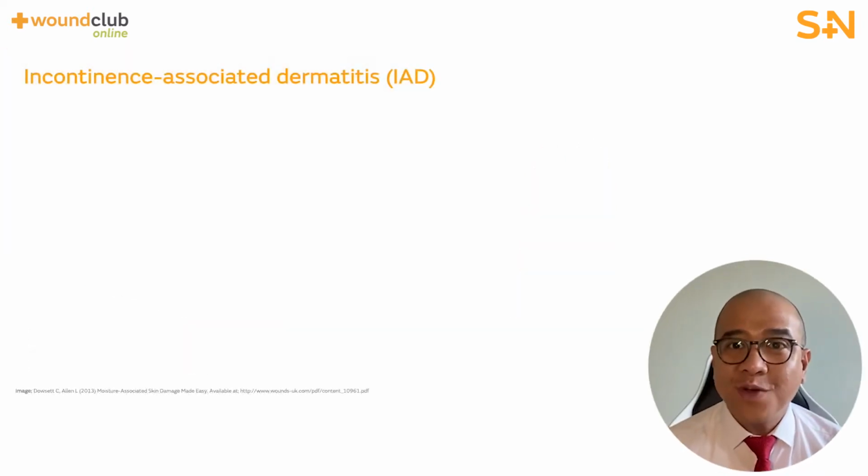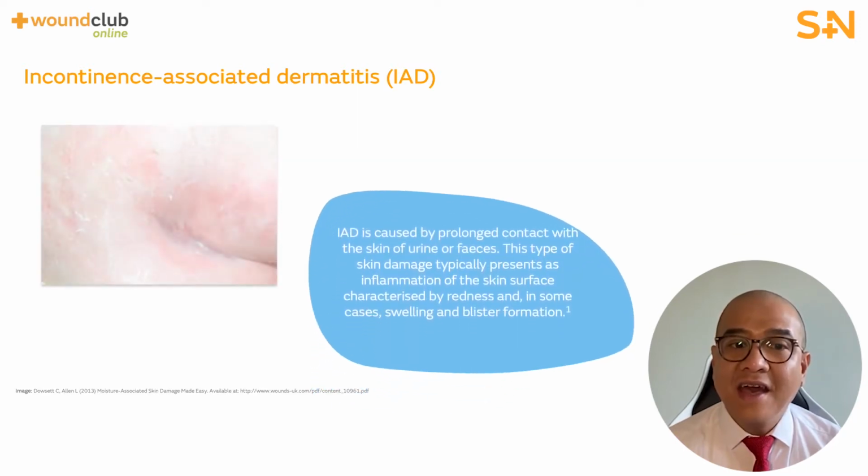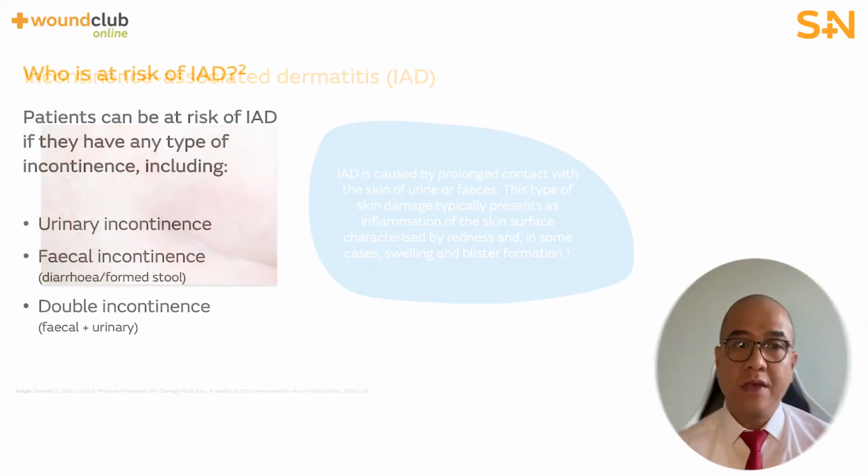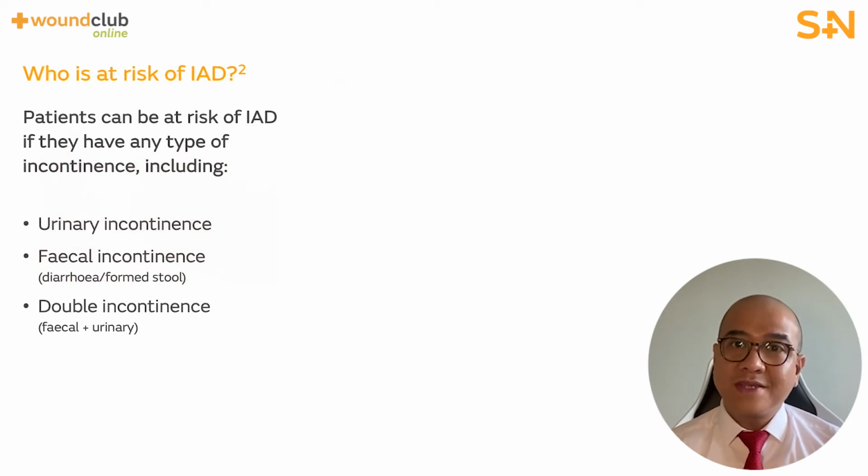Okay, let's focus on IAD. Now, IAD is defined as an erythema, an inflammation of the skin caused by prolonged contact with the skin of urine and feces. It typically presents as an inflammation of the skin surface, characterized by redness and, in some cases, swelling and blister formation. So, who is at risk of developing IAD?